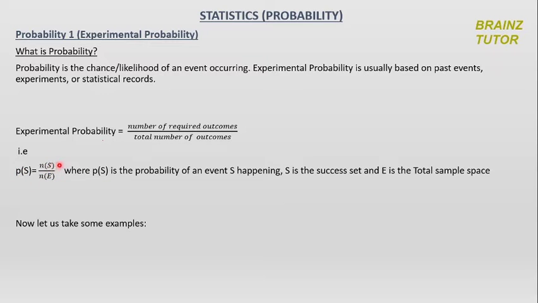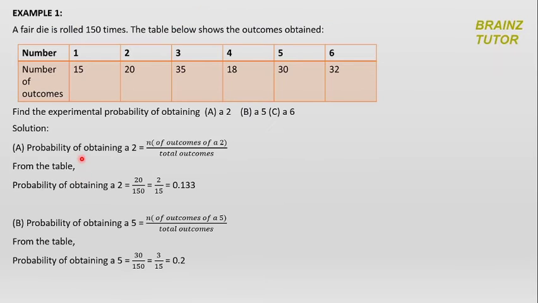Now, S is the event that is happening, and that is our sample space, and E is the total number of sample space. Our S can represent number of sample space, that is the event that is happening in a sample space, to the total number of events of that sample space. Now, if we take some examples, let's look at the first example here.